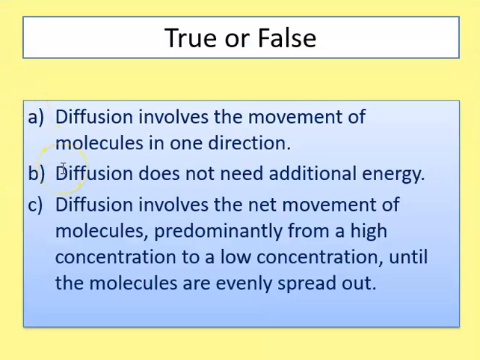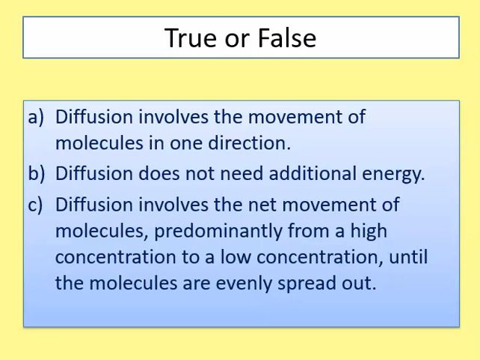There are 3 statements there. Please can you read them and write A, B and C and decide whether they are true or false. If they are false, please can you correct them. Part A, diffusion involves the movement of molecules in one direction. That is false. Molecules will move in both directions. B, diffusion does not need additional energy. That is true. And C, diffusion involves the net movement of molecules predominantly from a high concentration to a low concentration until the molecules are evenly spread out.